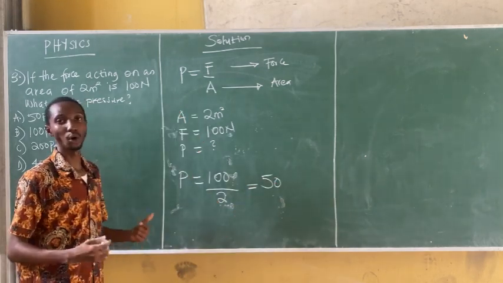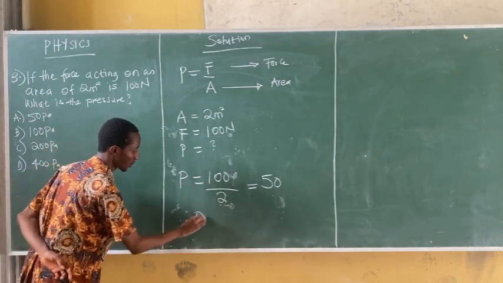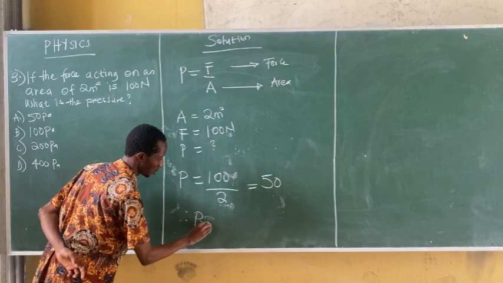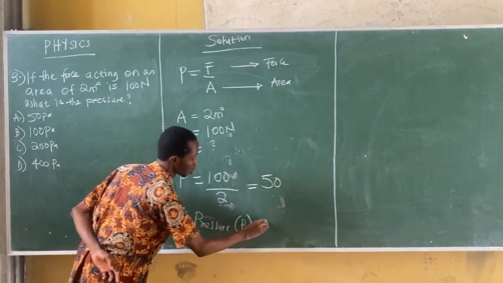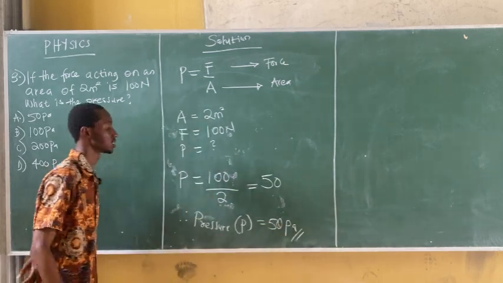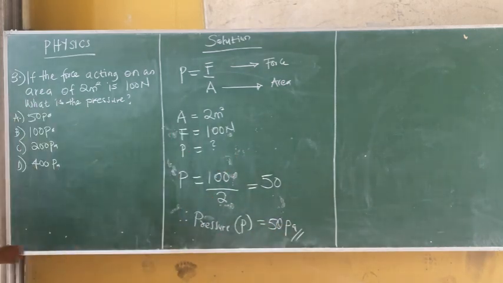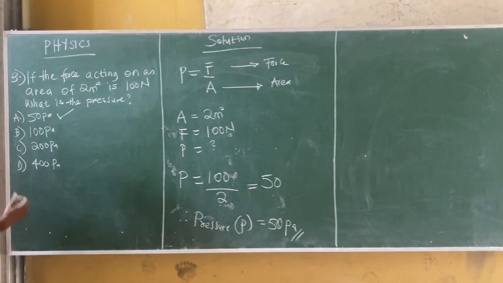The unit for pressure is pascal. Therefore, the pressure P is equal to 50 pascal. This is our final answer. So from the options, we have option A to be correct, 50 pascal.